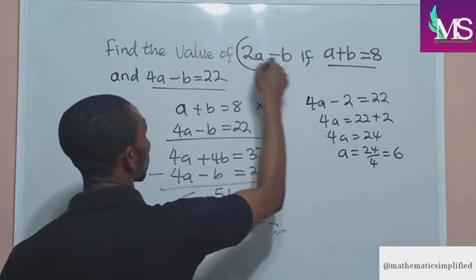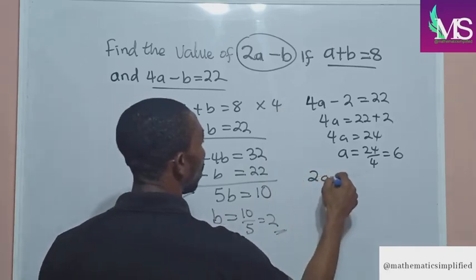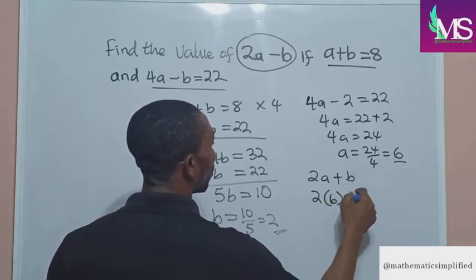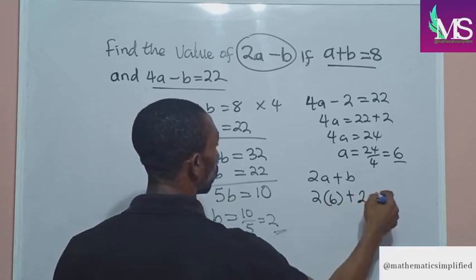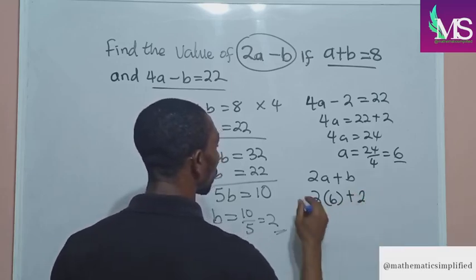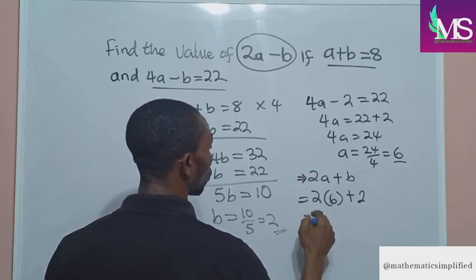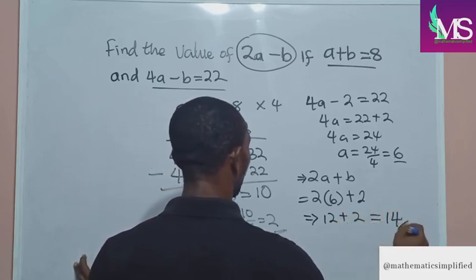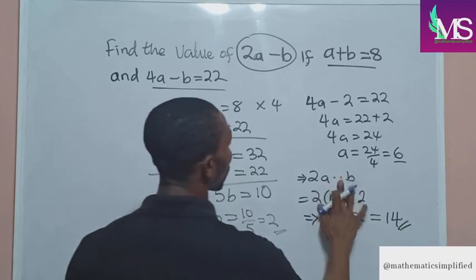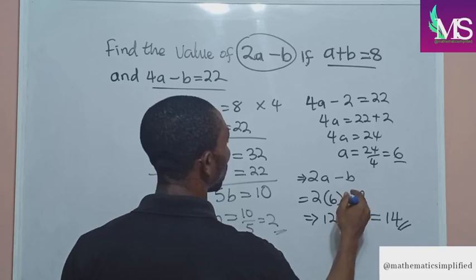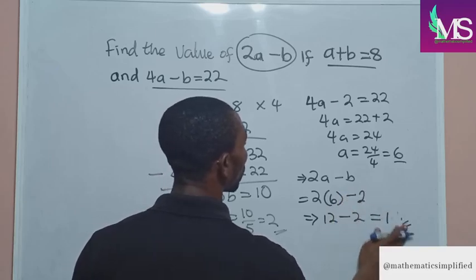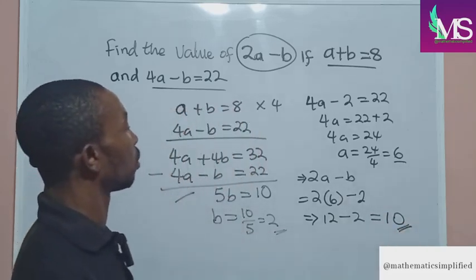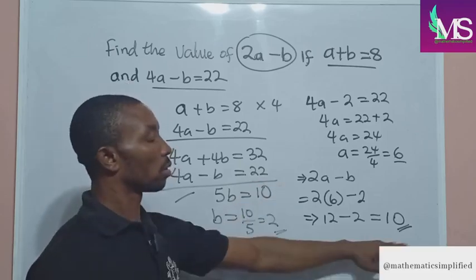Now back to this expression where they say find 2a minus b. Now 2a is 12, and b is 2. So this gives us 12 plus 2, which will give us 14. Oh sorry, minus. So 12 minus 2 will give us 10. So the expression 2a minus b will become 10.